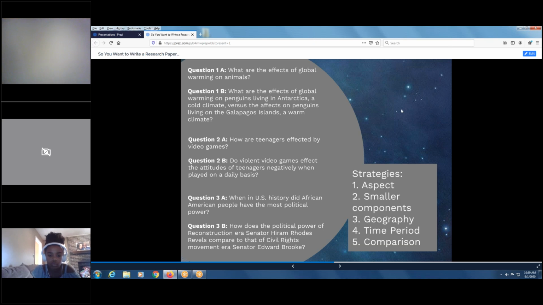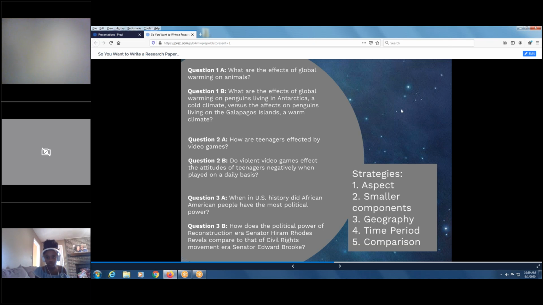Okay, so looking at question 3A, when in US history did African American people have the most political power? So again, that's a very broad research question. You could write books and books on it. And then looking at question 3B, how does the political power of Reconstruction era Senator Hiram Rhodes Revels compare to that of Civil Rights Movement era Senator Edward Brooke?